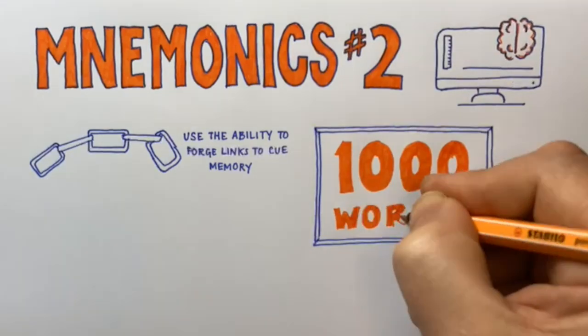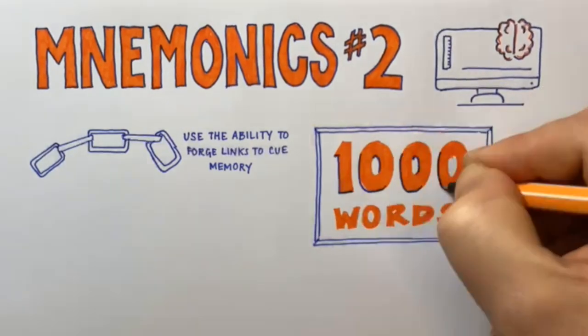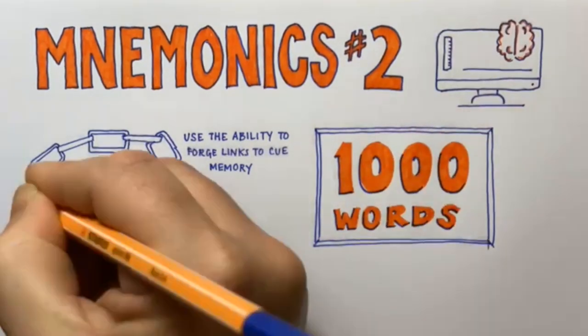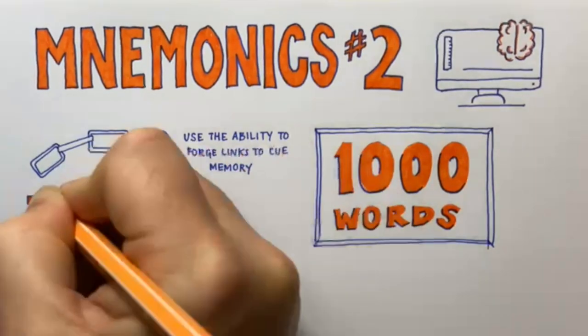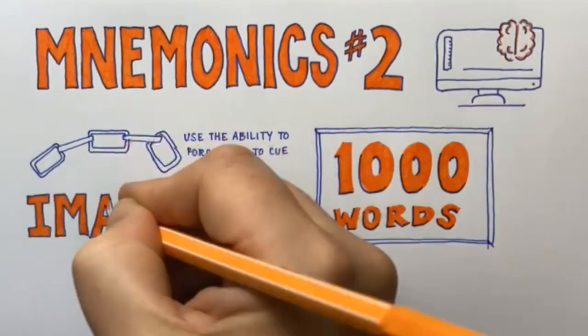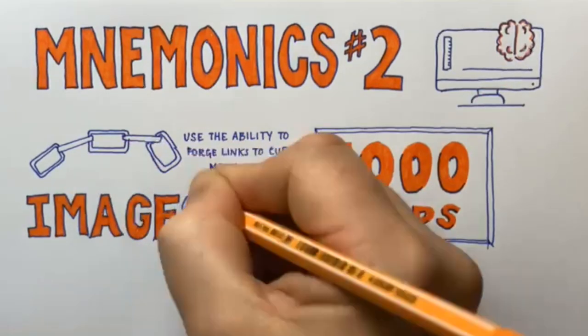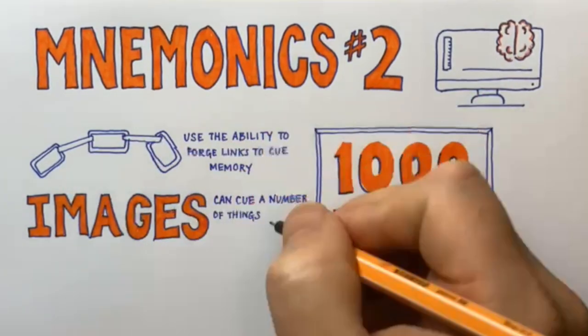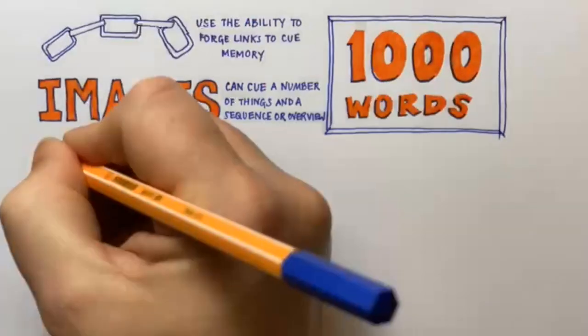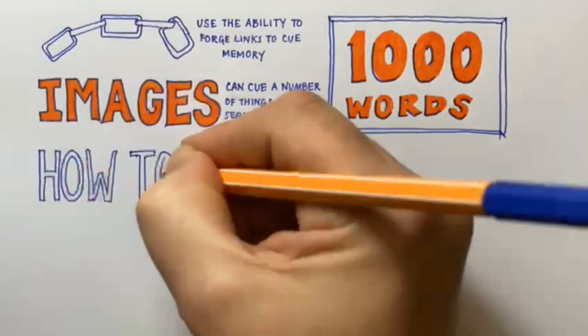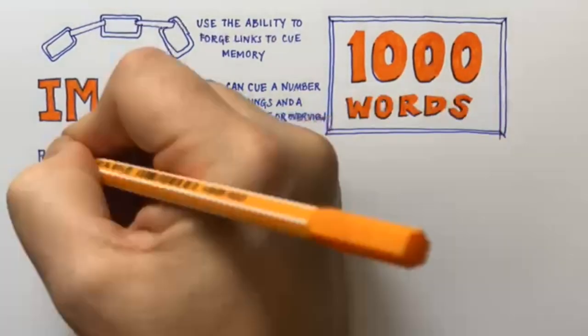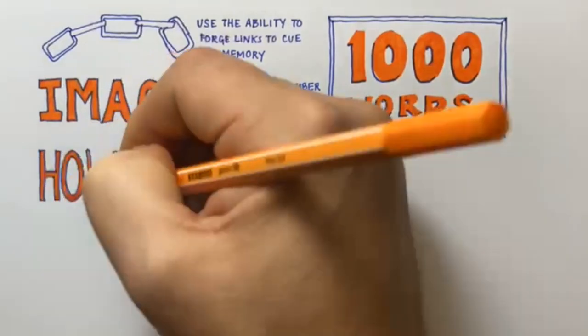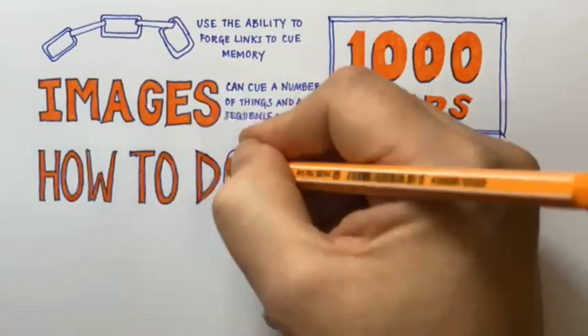A well-known saying is that a picture tells 1,000 words, and an image used in revision can give your memory a cue for a number of things that you need to remember, as well as a sequence or an overview, which is why it can be so helpful. So how can you do it? Take what you need to remember and mentally peg or link it to an image or part of a picture.